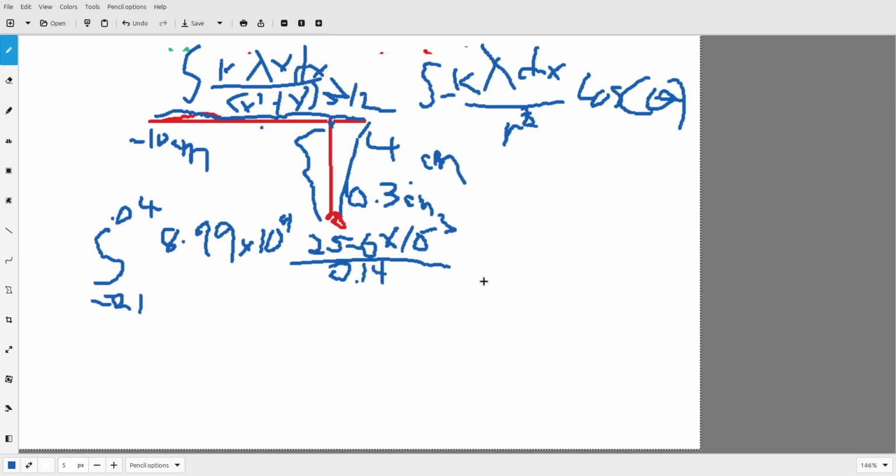And y and x is a variable, okay? And we have x squared plus y squared to the 3/2. The y is 0.103. Y is always this. Y is a constant.